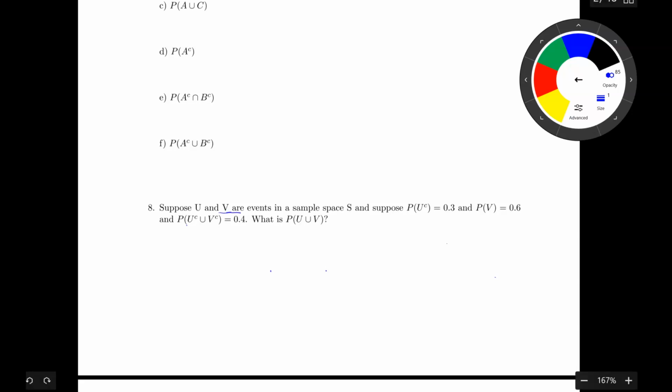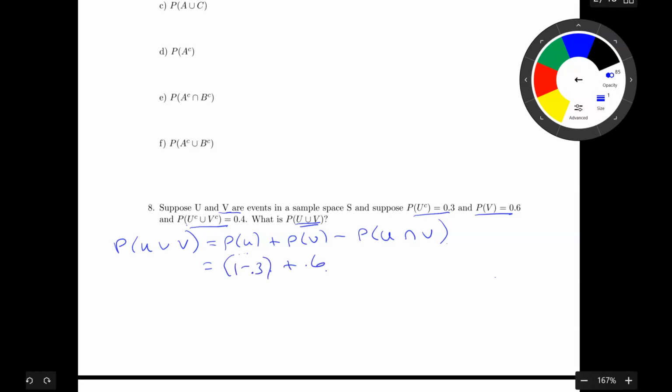Okay, so U and V are events, and I've got these facts, and I want to figure this out. So let's start by writing down what we've got. So the union of U and V, oops, let me make the union, kind of looks like a V there, doesn't it? So it's going to be the probability of U plus the probability of V, subtract off the probability of U and V. Okay, so the probability of U I know is going to be 1 minus 0.3. This is 0.6. Okay, so now I want to start thinking about this.